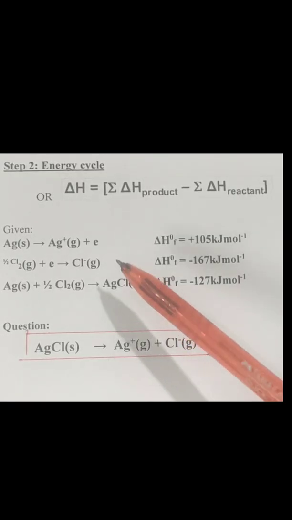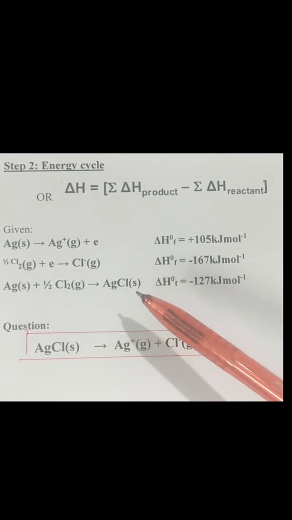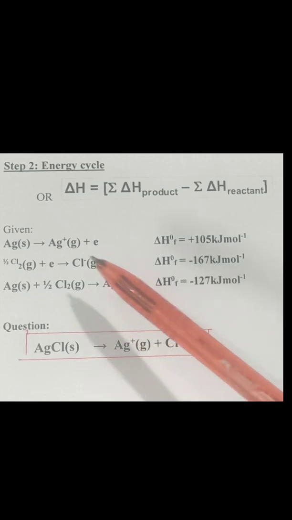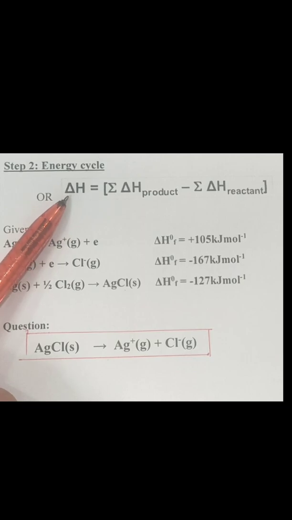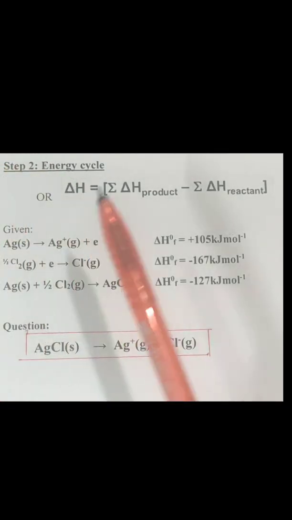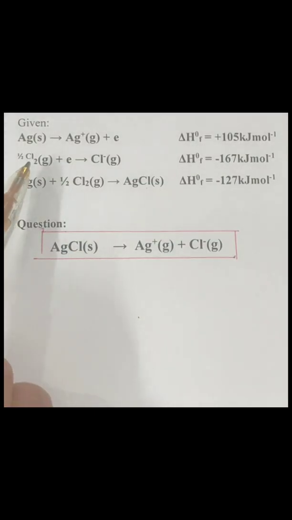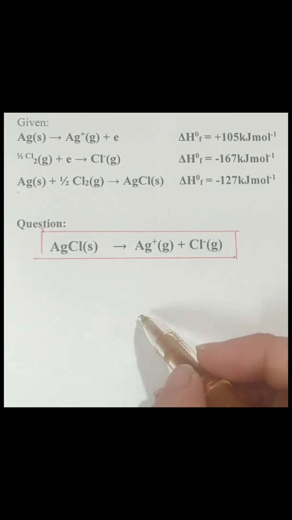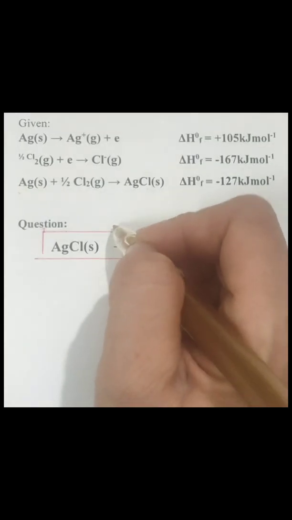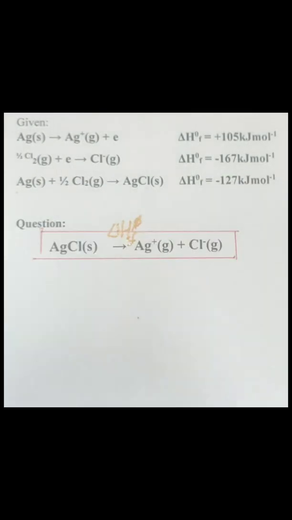After we write down the thermochemical equation here, we can calculate the standard enthalpy change of formations by using either energy cycle or by using the formula here. So I show you how you are going to use the energy cycle first. From the thermochemical equations, we can draw the energy cycle like this. But before that, you have to know we need to look for the enthalpy change of formations for this reaction.